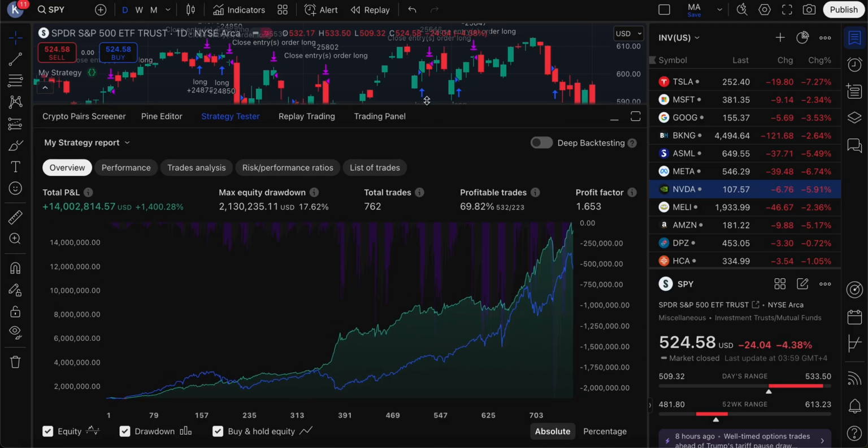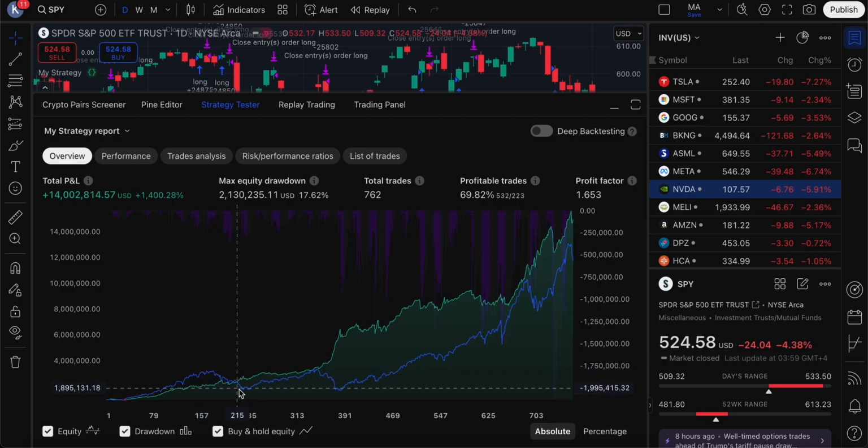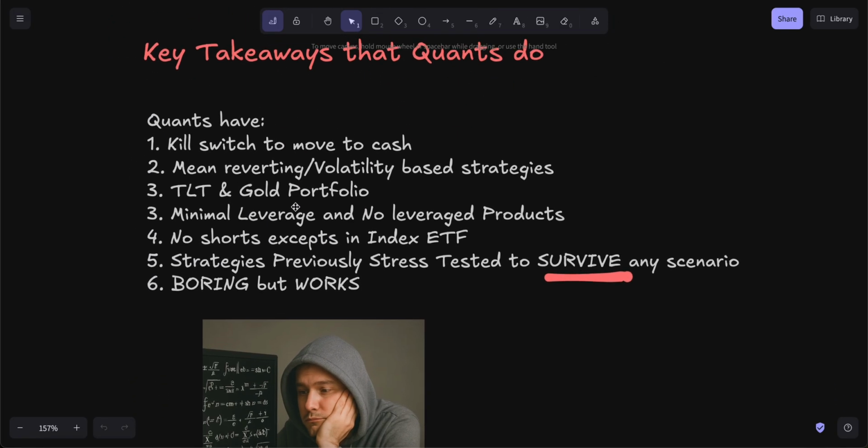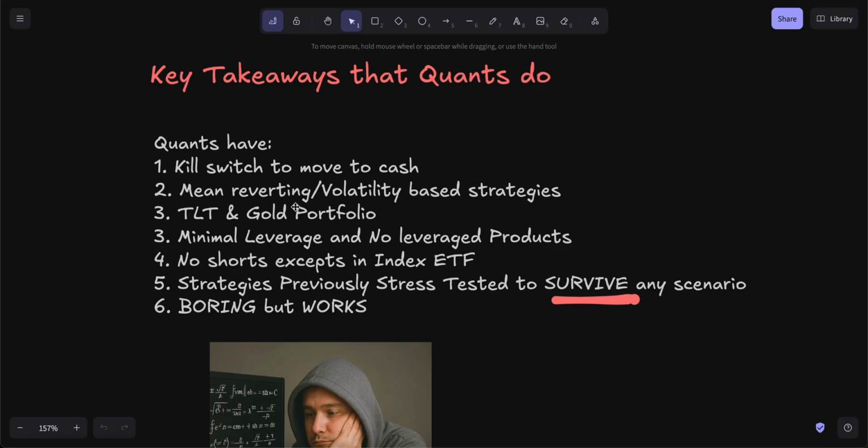So just to conclude on everything that we have discussed here, the key takeaways of what quants do: they have a kill switch to move to cash. They also have mean reverting or volatility-based strategies, which make lots of money during extreme volatile movements. They also have a portfolio with TLT and gold, trained on recessionary environments, so it can allocate capital between SPY, TLT, and gold. In this current scenario, gold is making higher highs, so you're making money from gold and also from the volatility-based strategies. If the volatility continues, the volatility-based strategies will continue to make money.